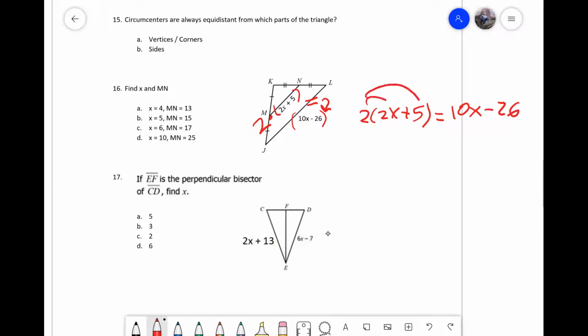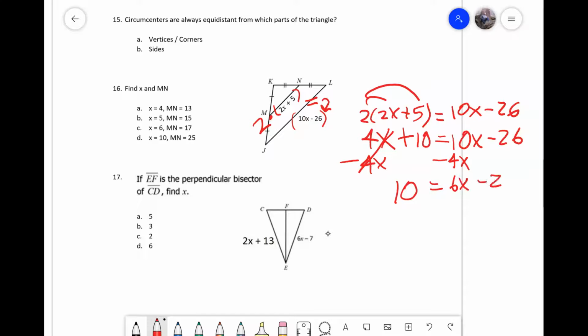So let's distribute. 2 times 2x is 4x, 2 times 5 is 10, equals 10x minus 26. And remember, when you have x on both sides, you get rid of the smaller x first. So I got 10 equals 6x minus 26. And now I have a two-step problem over here. I want to get rid of the constant minus 26 by doing the opposite, plus 26, plus 26.